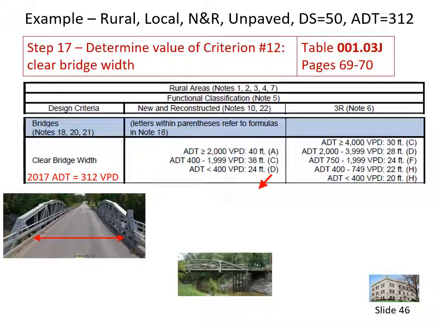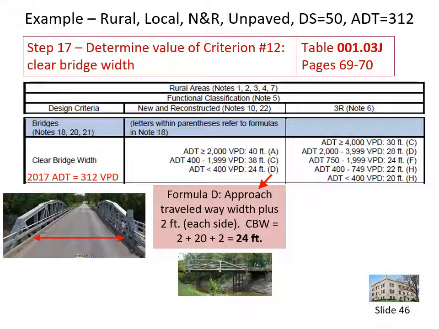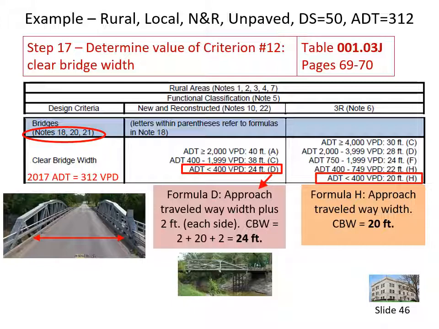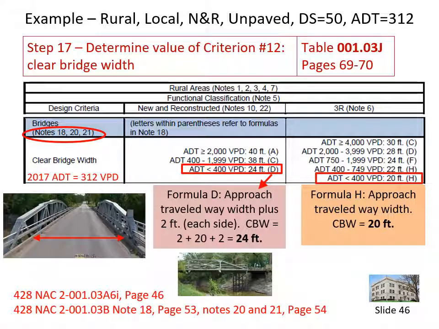The basis is Formula D, which is in Note 16, as the approach traveled way plus 2 feet each side. The value listed in the table is also 24 feet. If there were any structures that required 3R work, the minimum clear bridge width would be 20 feet. Note 20 applies to timber bridges, and Note 21 applies to low water stream crossings and fords. Neither note applies to this project.